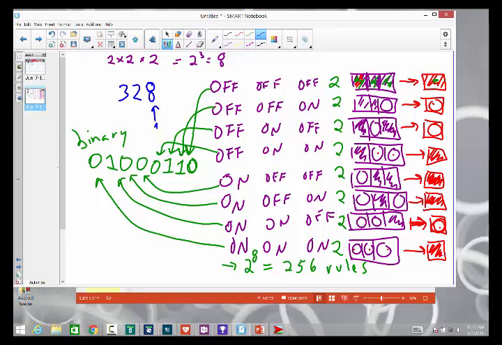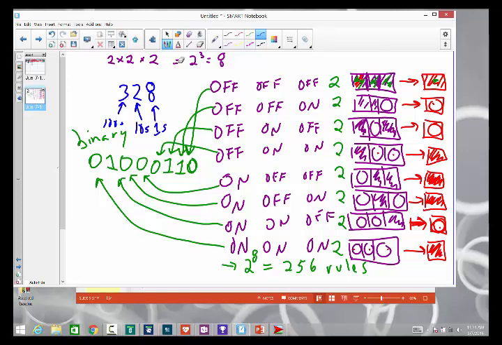And your second digit is your tens digit. You have 2 tens, which is 20. And your third digit is your hundreds digit. And you have 300, so 328. Notice the ones, the tens, and the hundreds, these are all in base 10.